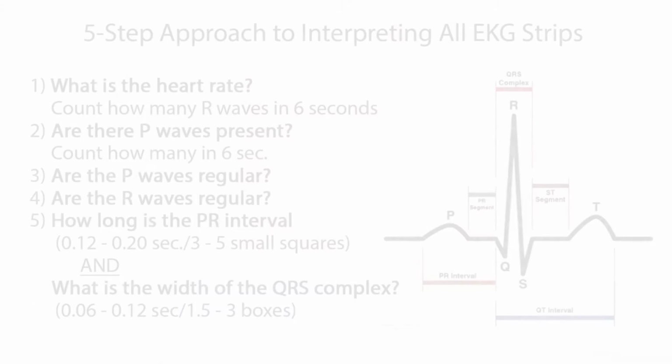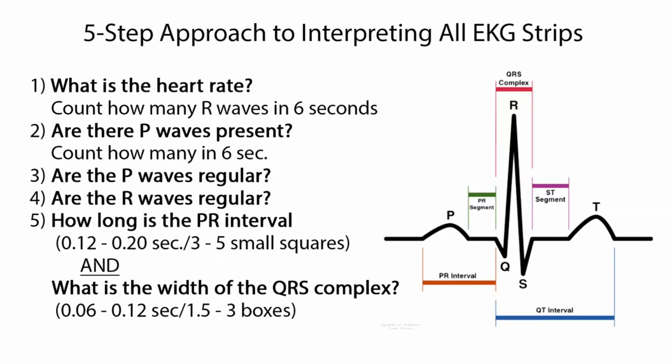First, let's take a look at a simple 5-step approach to reading all EKG strips. Number 1, what is the heart rate? Count how many R waves in 6 seconds. This is the ventricular heart rate. The QRS complex represents the ventricles contracting.